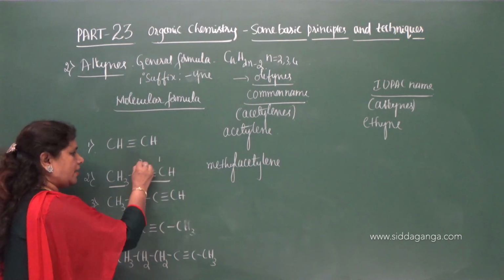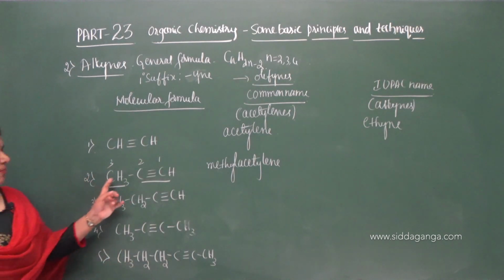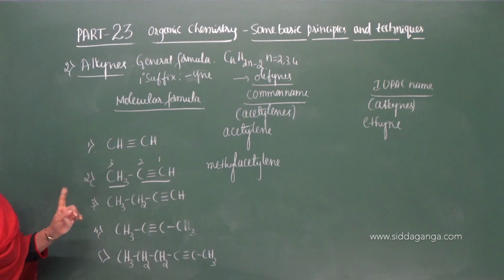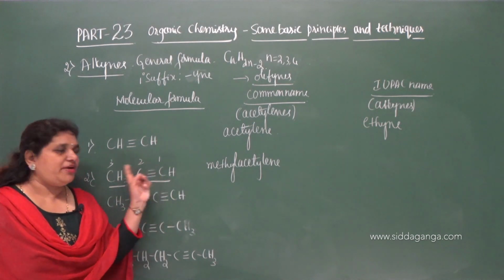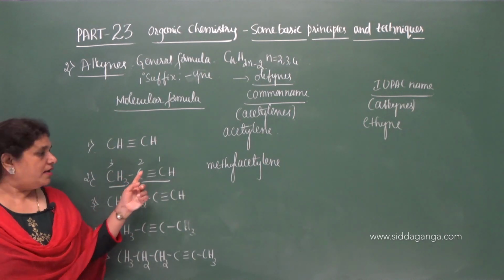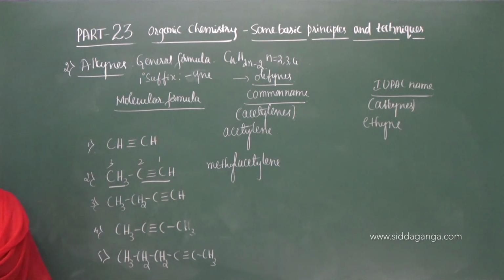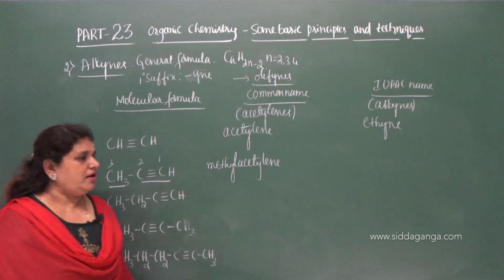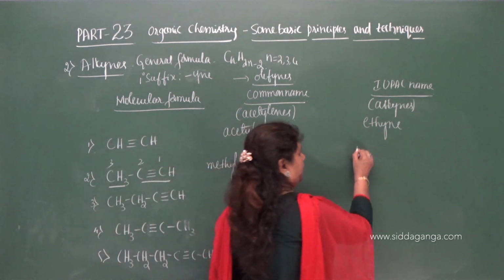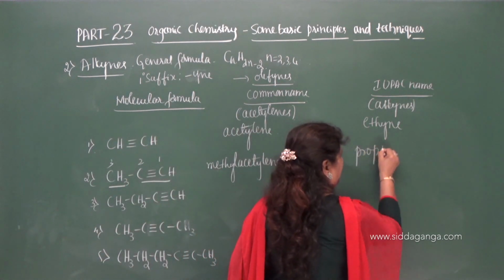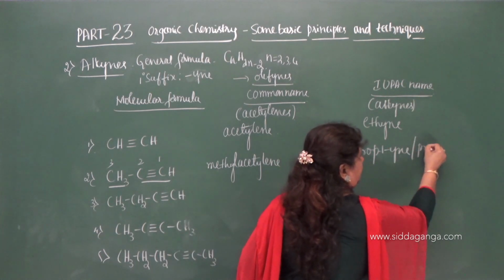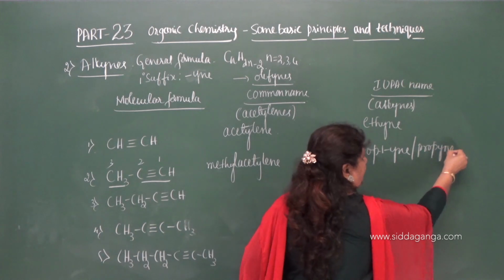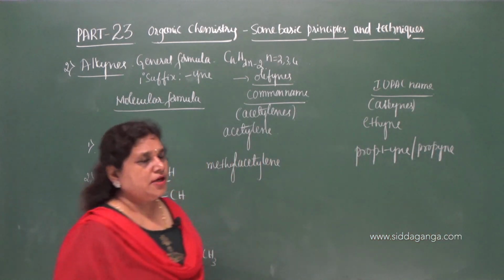Methyl acetylene is methyl substituted acetylene. And what is the IUPAC name? The IUPAC name is prop, and there is a triple bond, hence it is propyne. What is the position of the triple bond? Between the first and the second carbon. Since it is at the first carbon, you can ignore the locant 1 here. So you can write it as prop-1-yne, or you can write it as propyne.